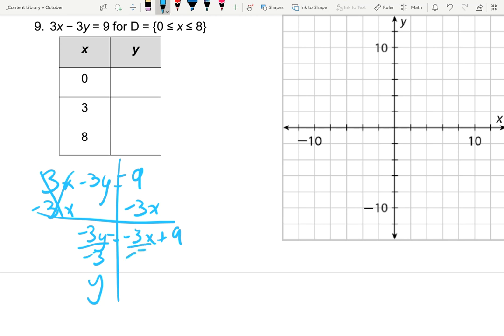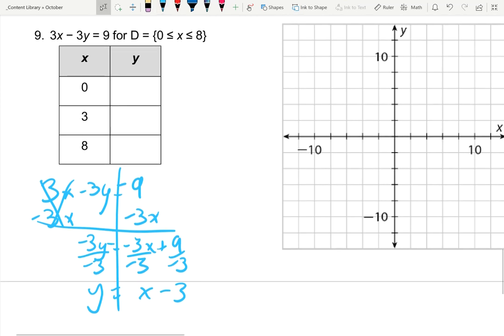But because I divided that by negative 3, I have to divide everything else by negative 3 as well. So you'll see negative 3x divided by negative 3 is also going to create a 1x. You can write 1x, or you can just write x. It's the same thing. And then 9 divided by negative 3 is negative 3. So there's our function. We have y equals x minus 3.